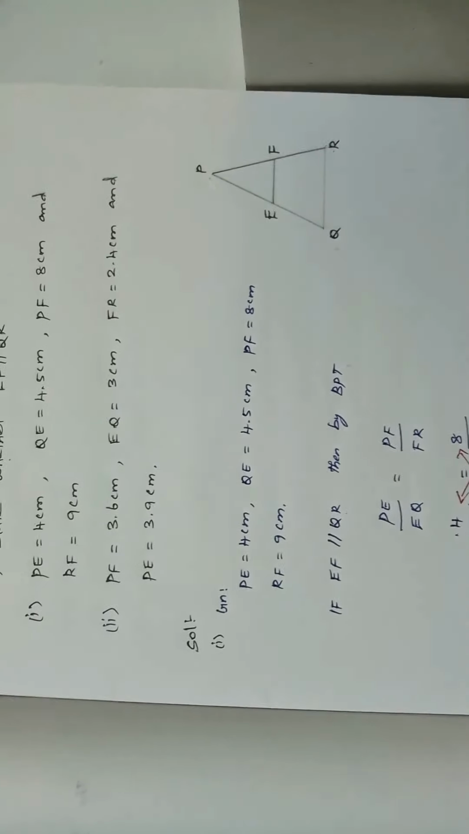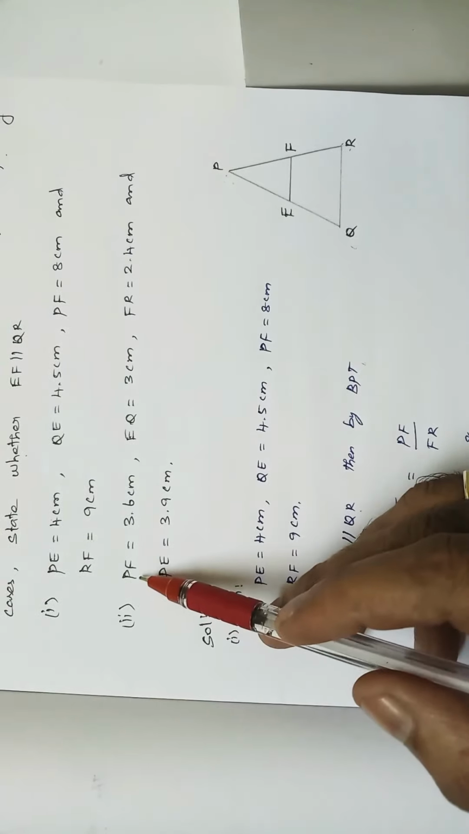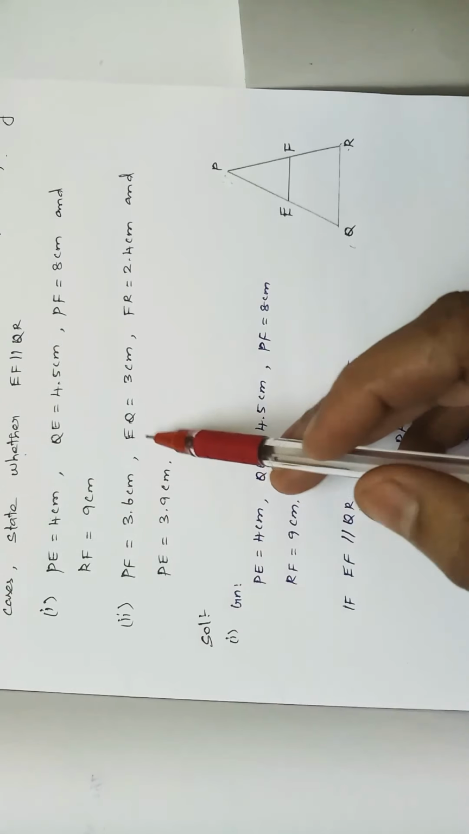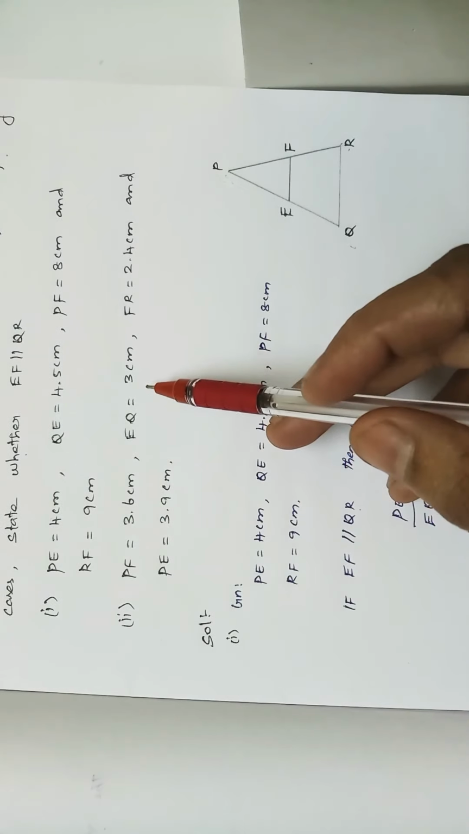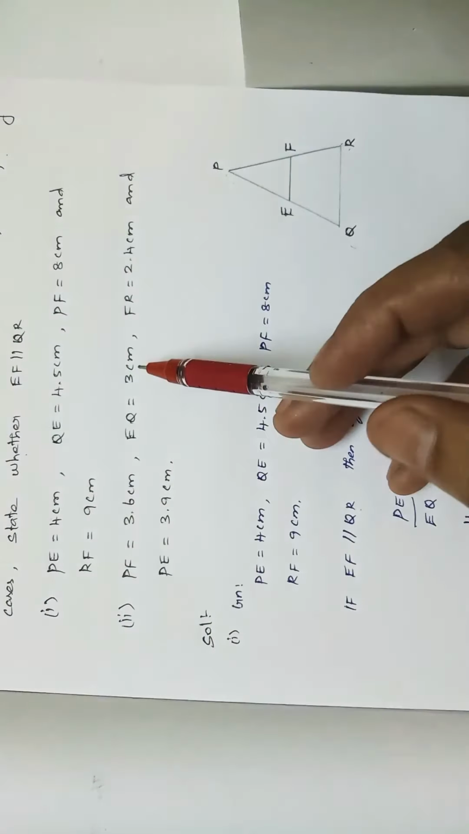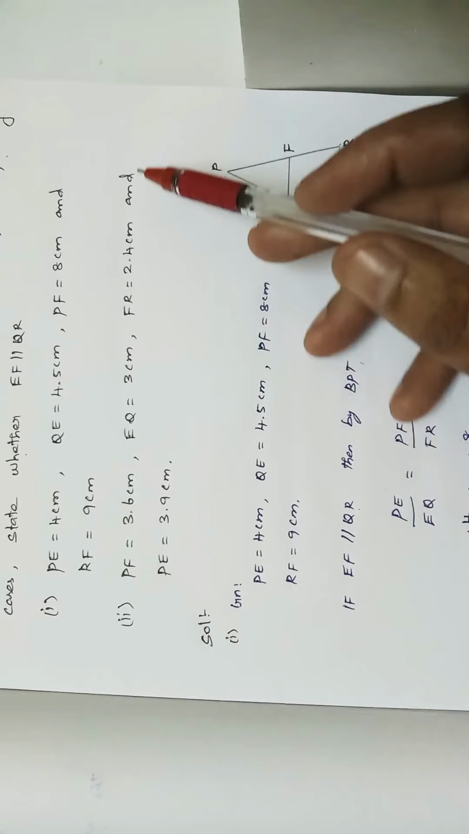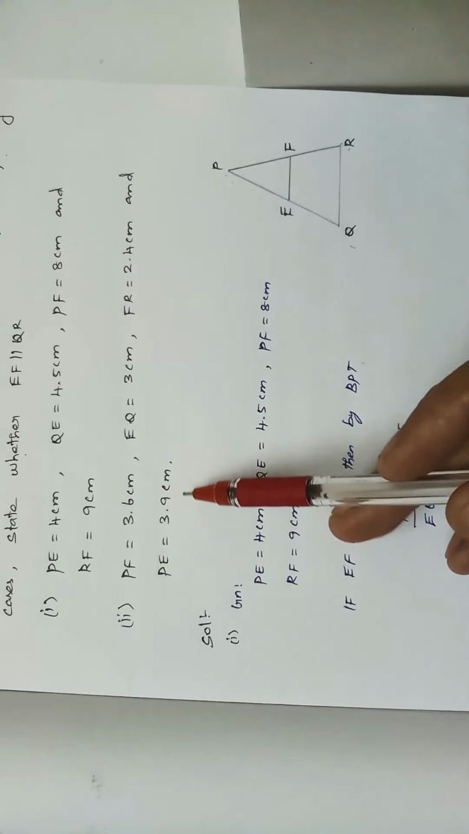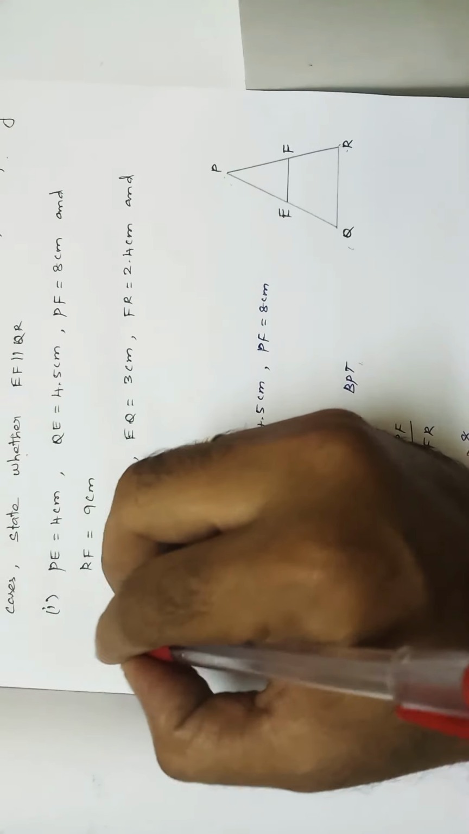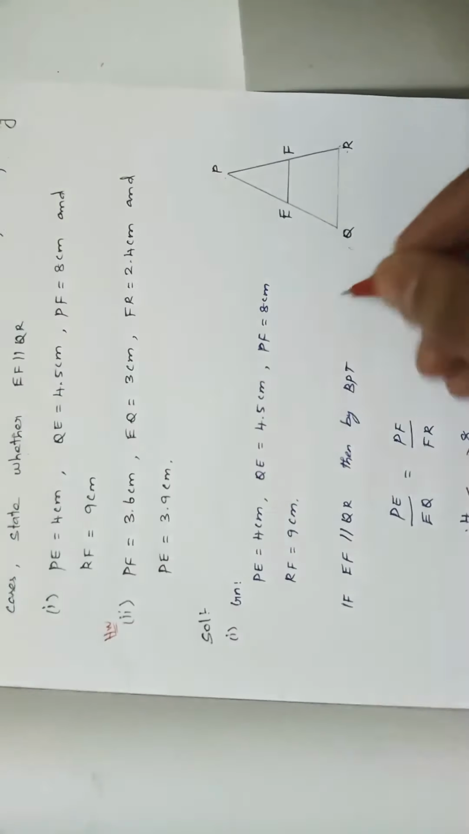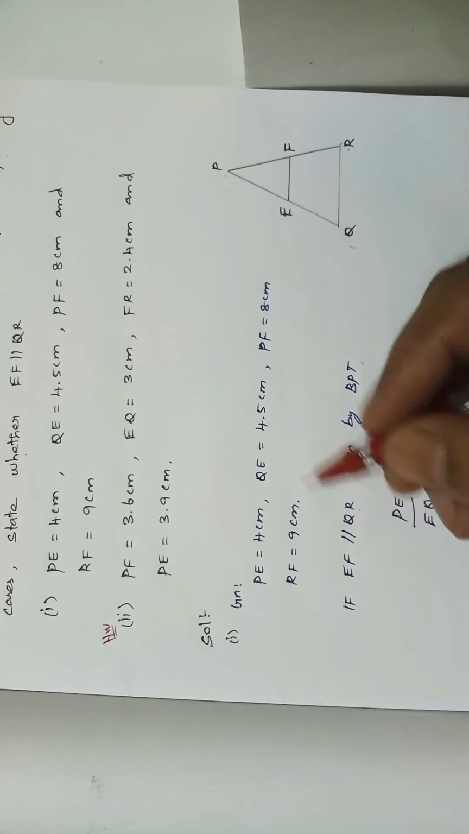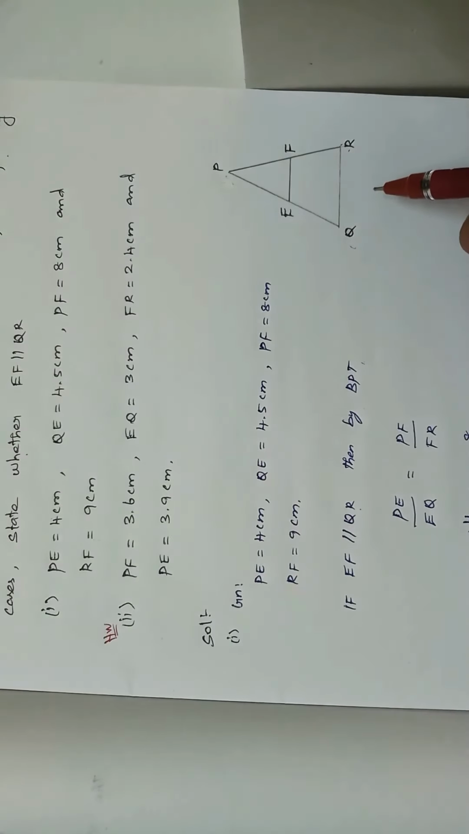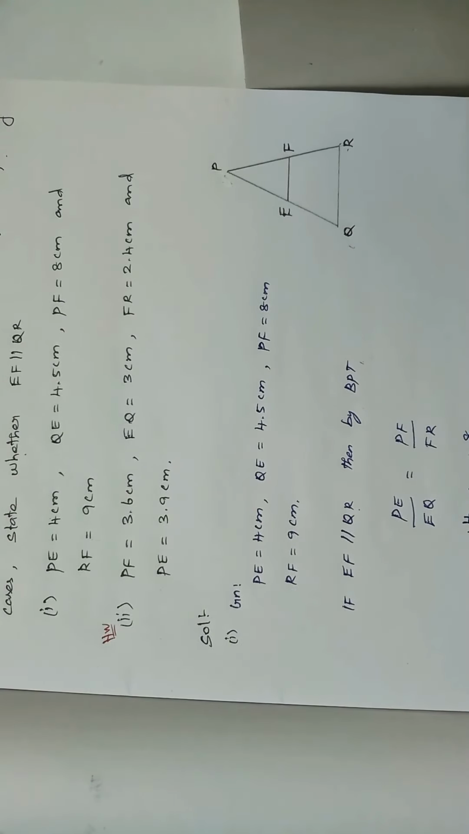Still we have one more subdivision, right? Second subdivision: PF is equal to 3.6 cm, EQ is equal to 3 cm, FR is equal to 2.54 cm, and PE is equal to 3.9 cm. So you can take this sum as homework. Just substitute in the ratios and check whether EF is parallel to QR or not. Note down the homework sums.